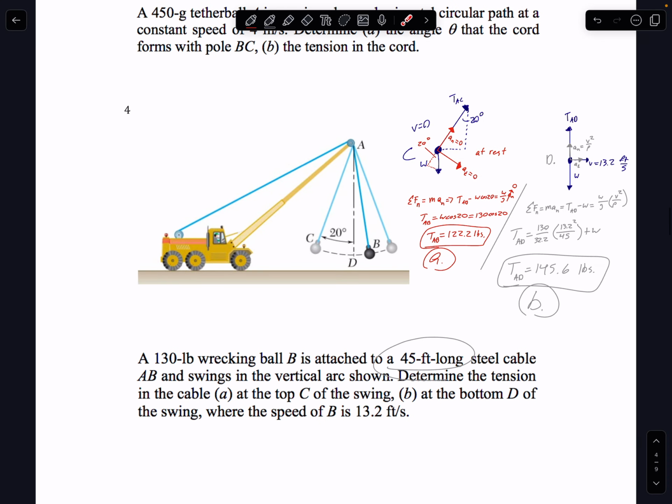And then question number 4, we have a 130-pound wrecking ball attached to a 45-foot long steel cable, and it swings vertically as shown here, so starting point down to there. We want to determine the tension in the cable at different points. It starts at the top of the swing. We're assuming velocity equals 0, as I put there. At the bottom, we know that the speed is 13.2 feet per second.